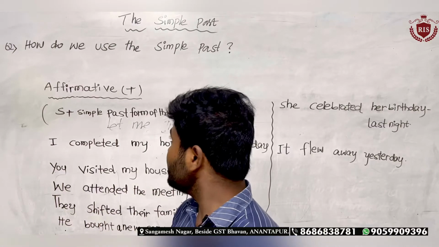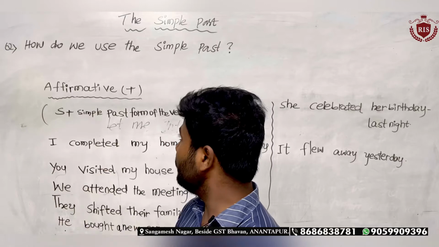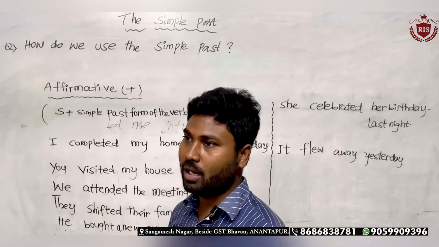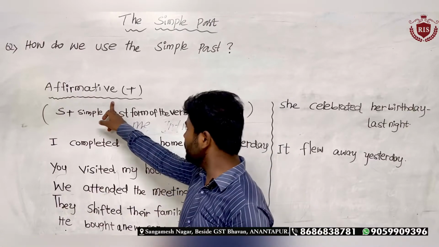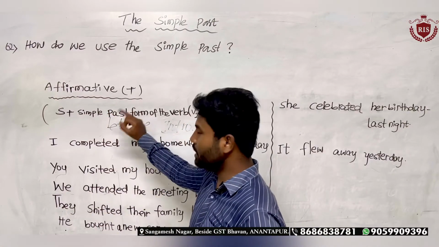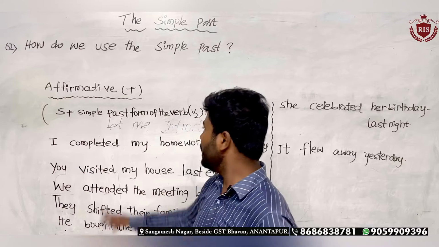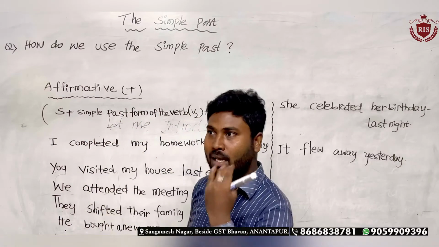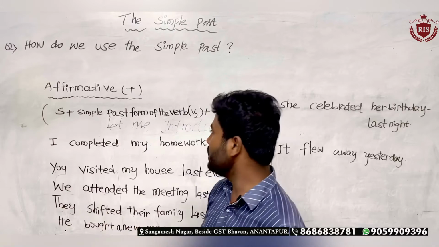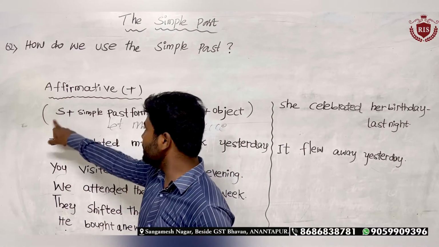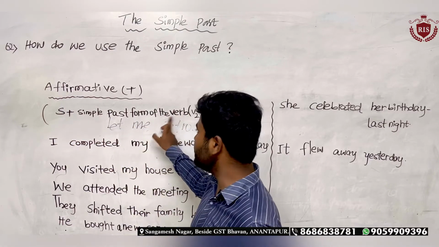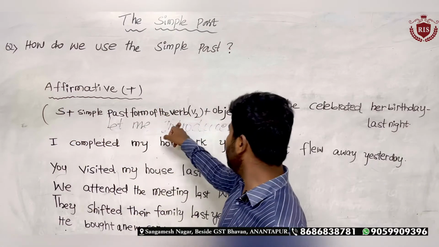So let us get to know. First of all, we have written as a question: how do we use the simple past? Here is the formula, and this is the affirmative form, I mean the positive form. How do we form the sentence by using this formula? Let us first understand the formula. First, we have to write the subject. After the subject, the simple past form of the verb, in the sense the V2 form of the verb, should be there, after which comes the object.